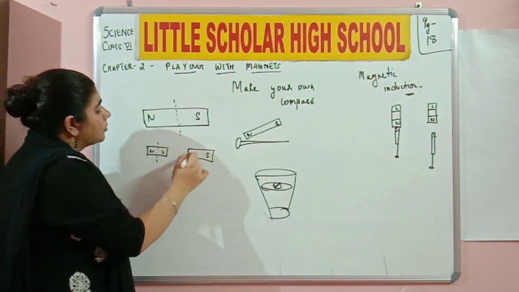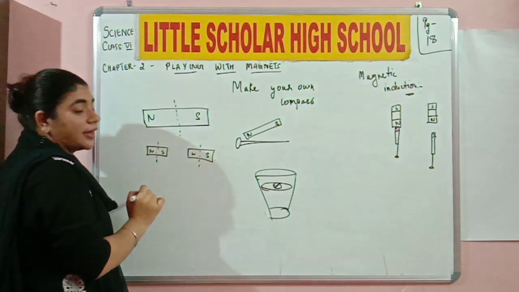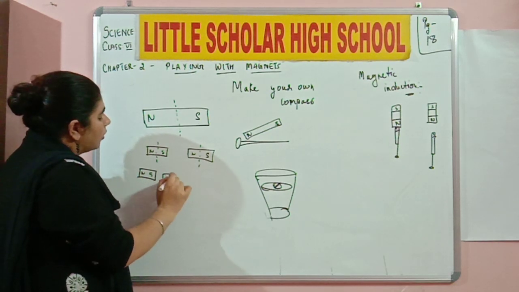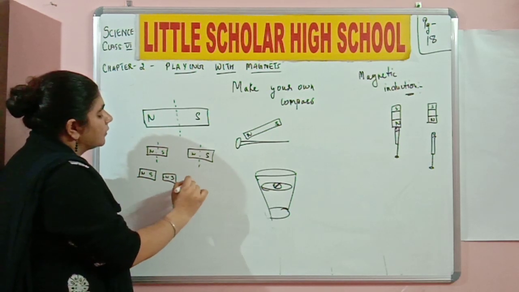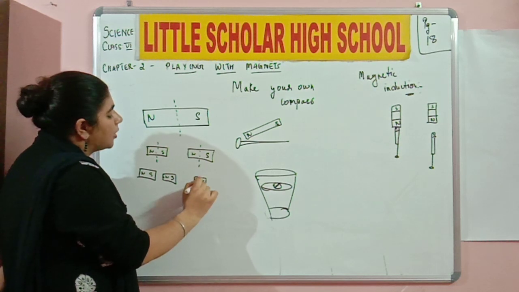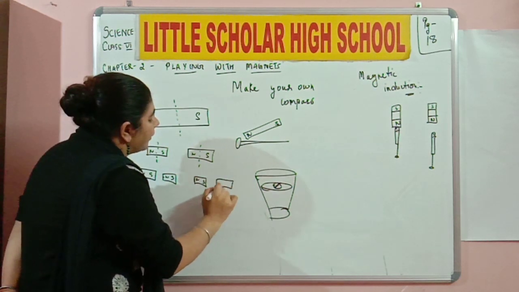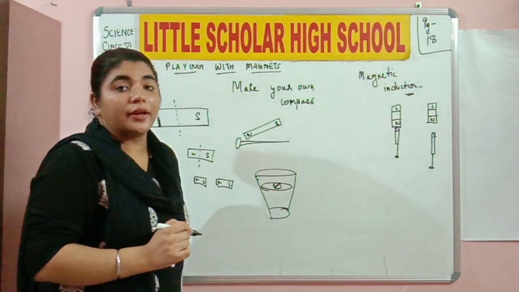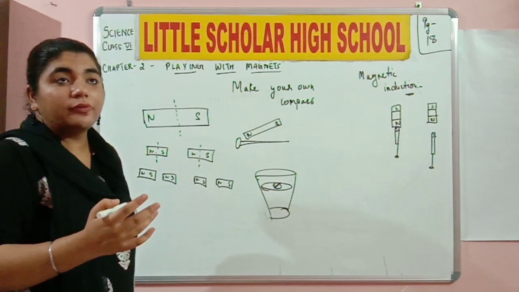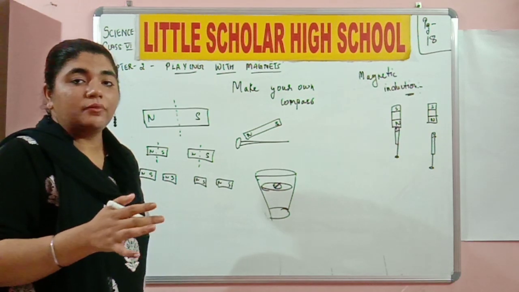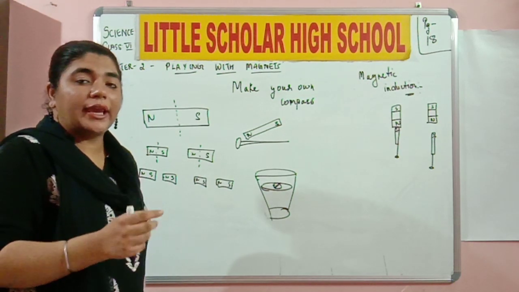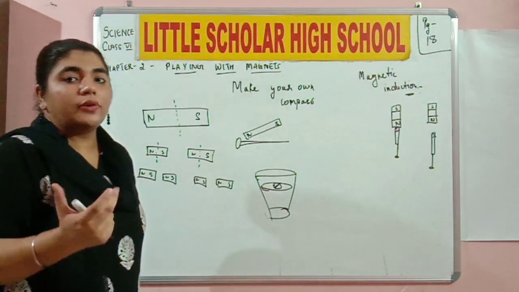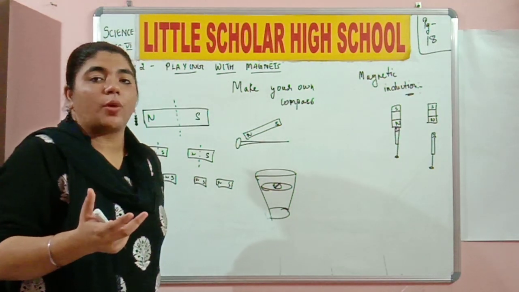Now if I cut this piece as well as this piece again, then again the individual four pieces of the magnet which were cut will again start behaving like four small magnets. So in this way you understand that permanent magnets, however much you're going to cut them, are again going to behave like tiny magnets. Okay, so now when does the magnet lose its magnetic property?